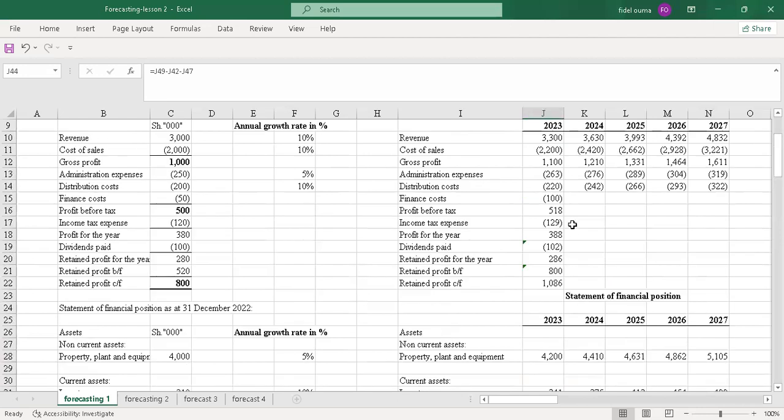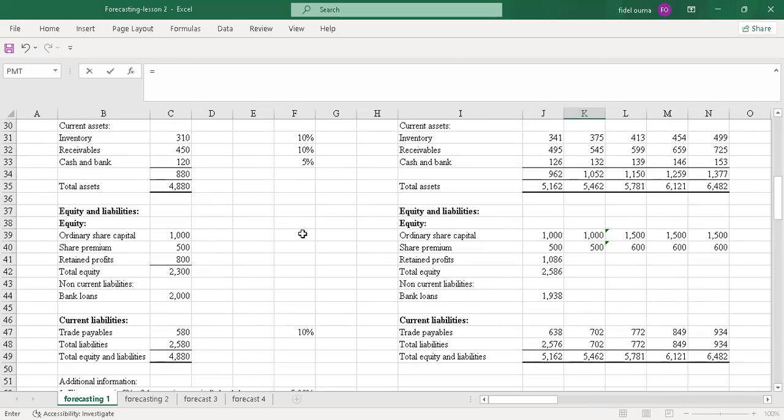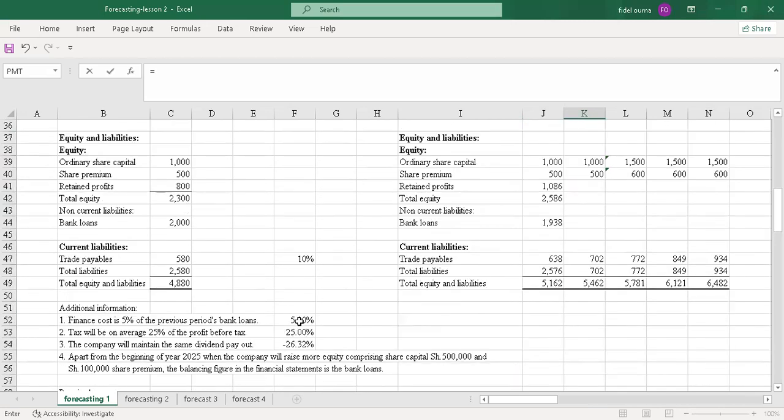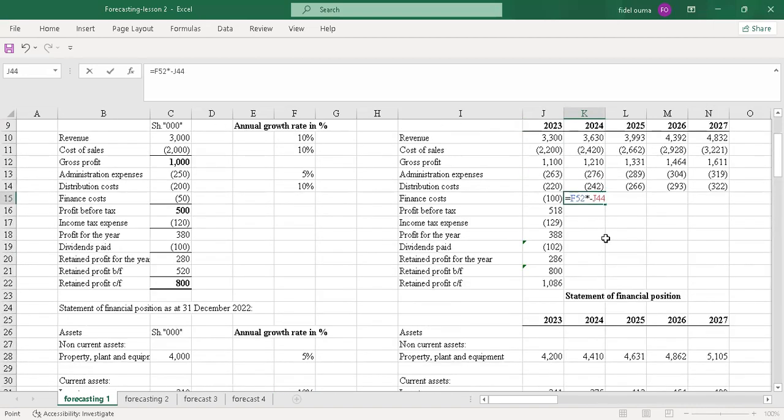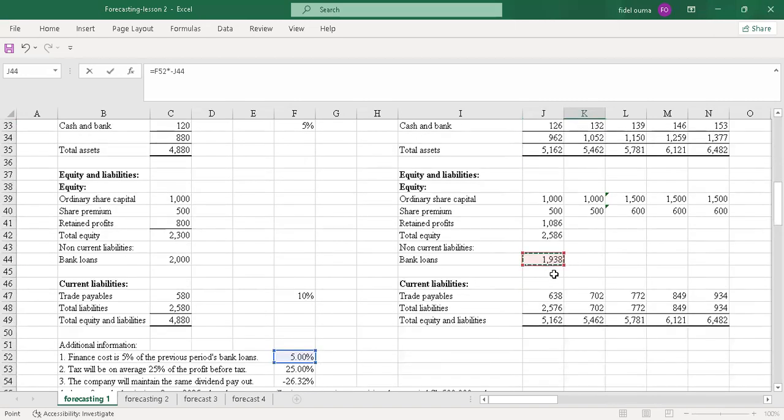Now I'll go to the finance cost. We were told the finance cost was how much? It was 5% of the previous year. So I just take the 5%, then I multiply by negative because I want the value to be negative. Because for now we are in 2024 and the previous year was 2023, that's why I'm picking this bank loan.